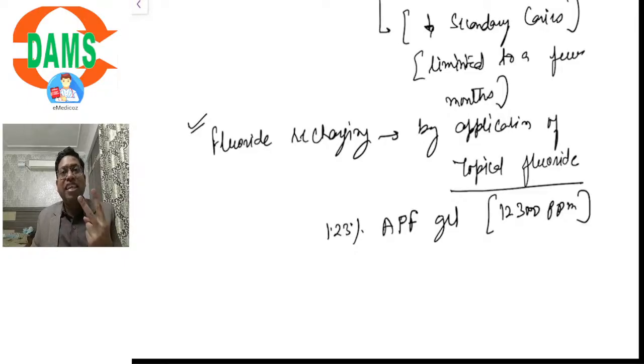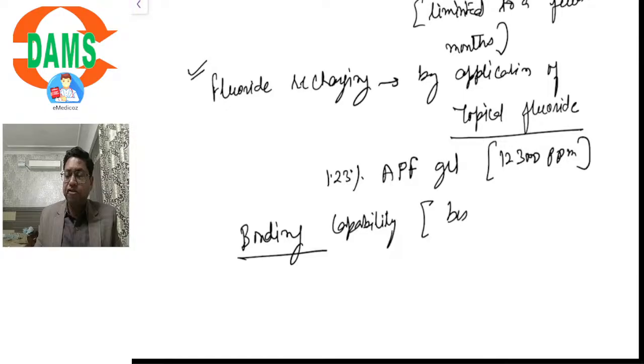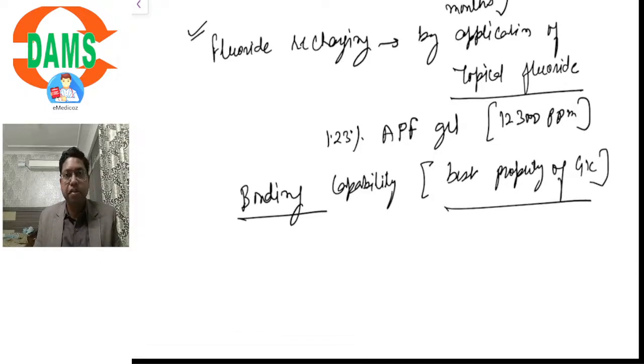So two important clinical properties of glass ionomer cement are its ability to bond with the tooth structure and release of fluoride. If we have to make a comparison, which is the best property of glass ionomer cement, then bonding capability is the best property of GIC. Its ability to bond with the tooth structure is the best capability, because fluoride releasing capacity is limited to a particular time period only.